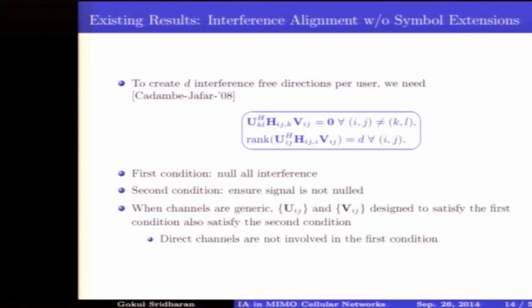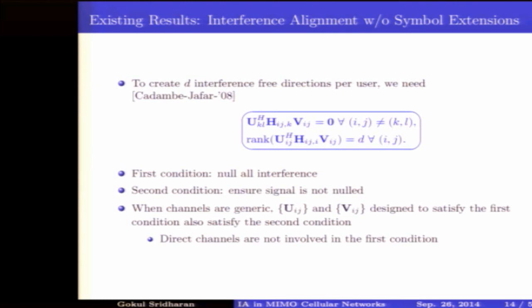If you don't like asymptotic interference alignment, then you will restrict yourself to interference alignment without symbol extensions. So what does interference alignment without symbol extensions mean? It basically means zeroing out interference from all the interferers at a particular node while making sure that you don't zero out signals, right? So these are the two conditions. The first condition is to null all interference at a particular node, and the second condition is to make sure that you don't lose any of your signal dimensions in doing so, right?